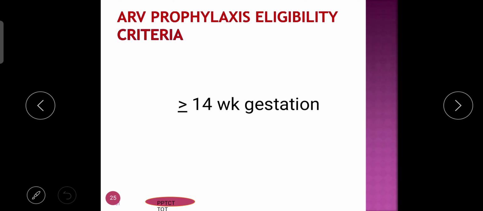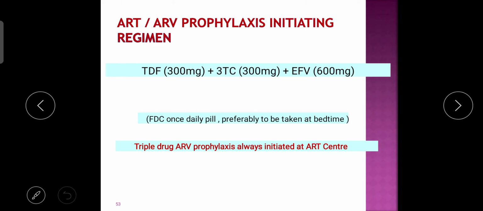The next one is ARV prophylaxis eligibility criteria, meaning when we can start the medication for the pregnant woman: before 14 weeks of gestation, meaning 14 weeks of pregnancy. Next is ART or ARV prophylaxis initiating regimen. How will we start? We start with TDF 300 mg, 3TC 300 mg and EFV 600 mg. It is a once daily pill and preferably to be taken at bedtime.